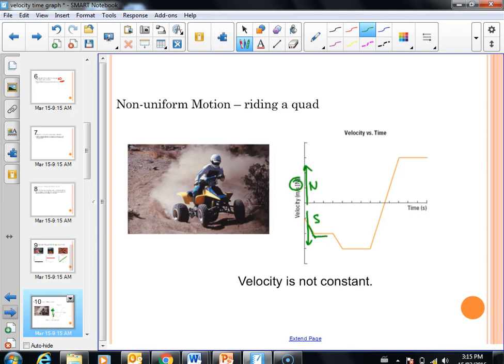Then you're just at constant velocity for a while. Then we start accelerating again. Southward, constant velocity. Then we start going northward much quicker. We are speeding up here, right? We are accelerating. We have a positive slope. And then we are horizontal again, which means we're at a constant velocity in the north now.